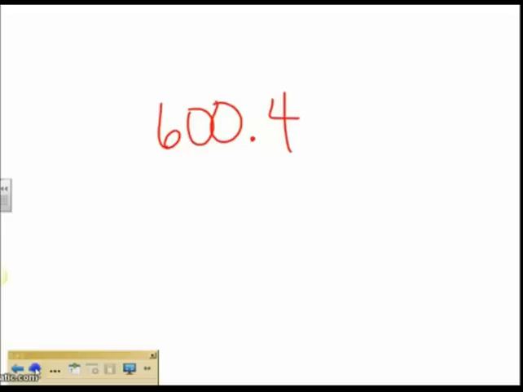Let's do one more. How would I read this number? I would read it as 604 tenths, because there's only 1 spot after the decimal that it fills up. And I say, boom, Tom. Well, the T stands for tenths. So it is 604 tenths.